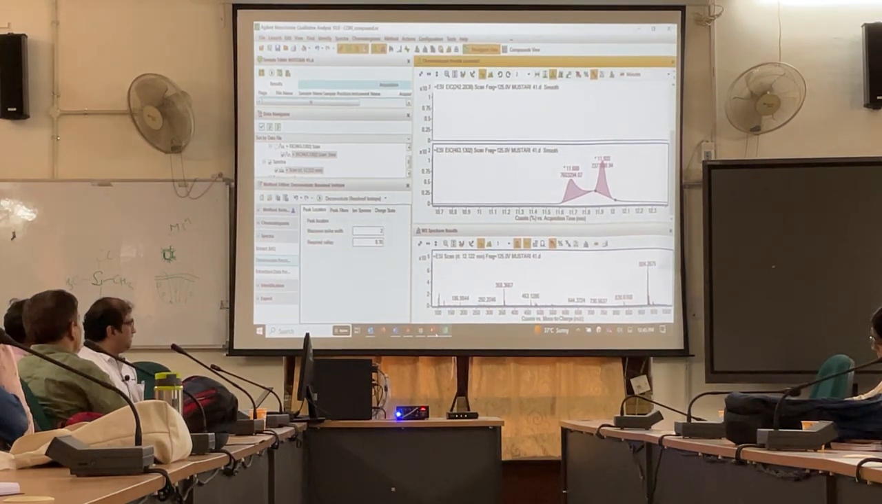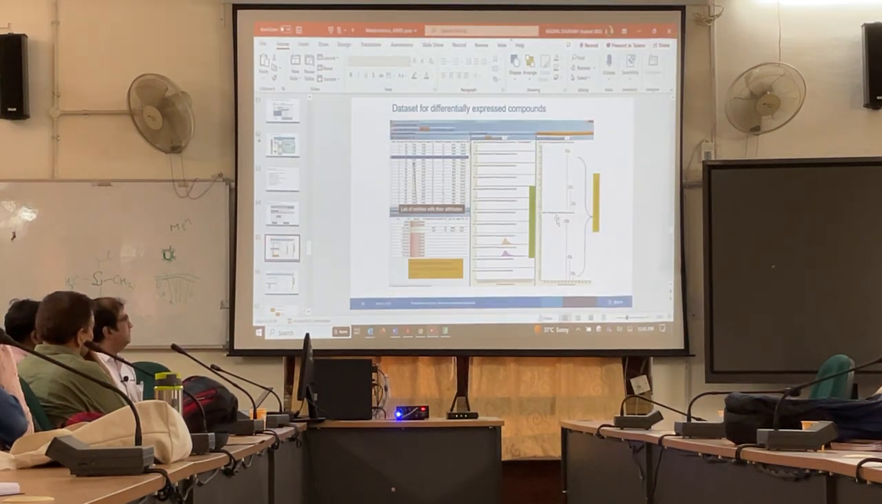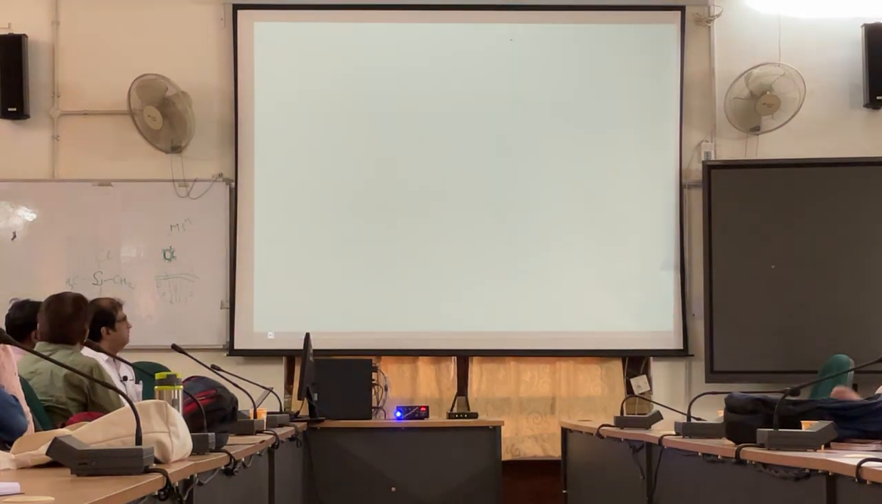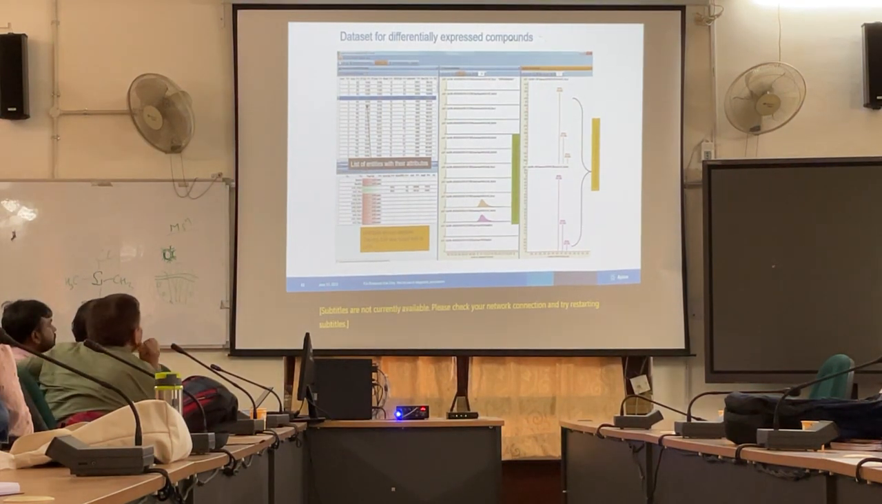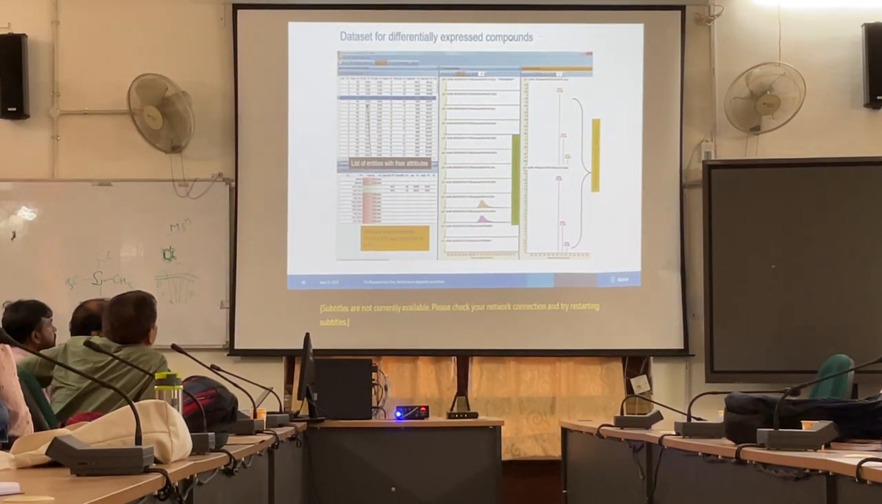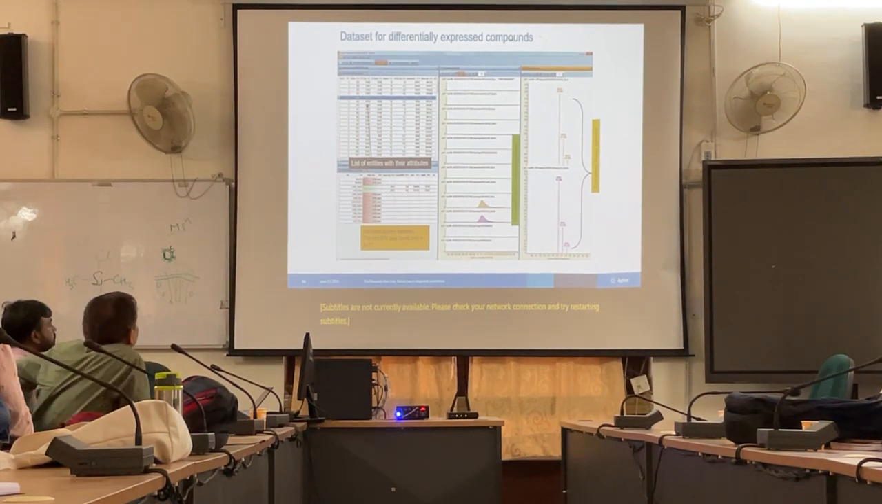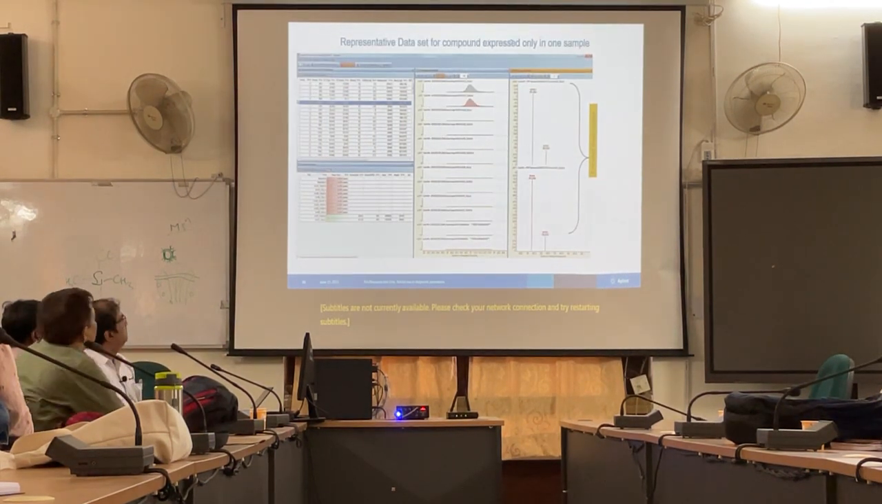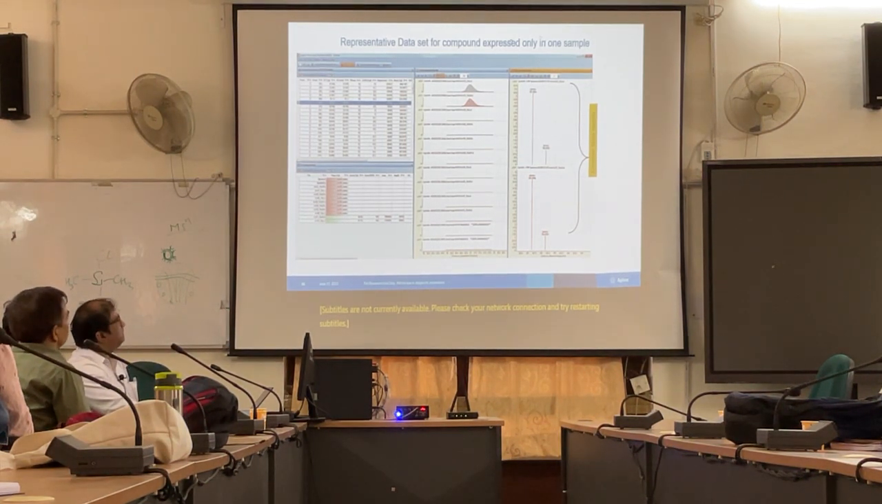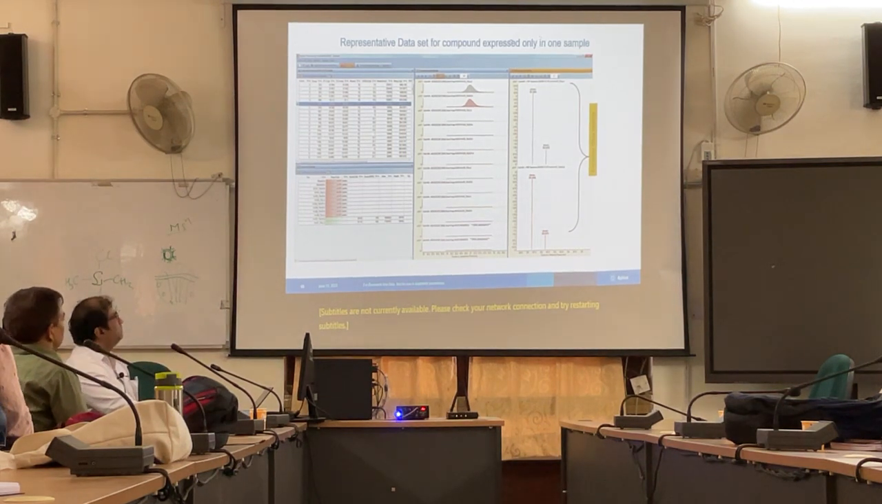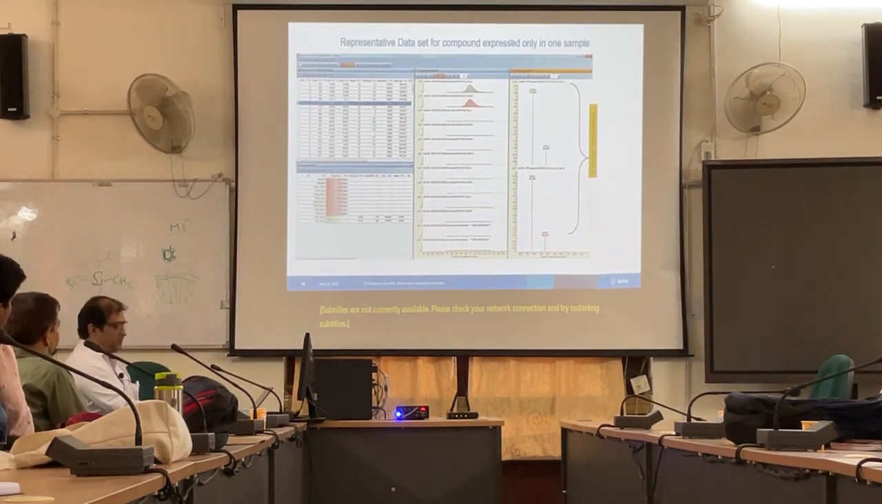Same thing, you don't have to worry about doing it here. The software does it for you. So if you see, this is Profinder. In Profinder, you get the same thing for each compound. Similarly for some other compound, you are getting the spectra, and from the spectra you are getting the mass and the EIC. So the EIC gives me the abundance for these compounds.